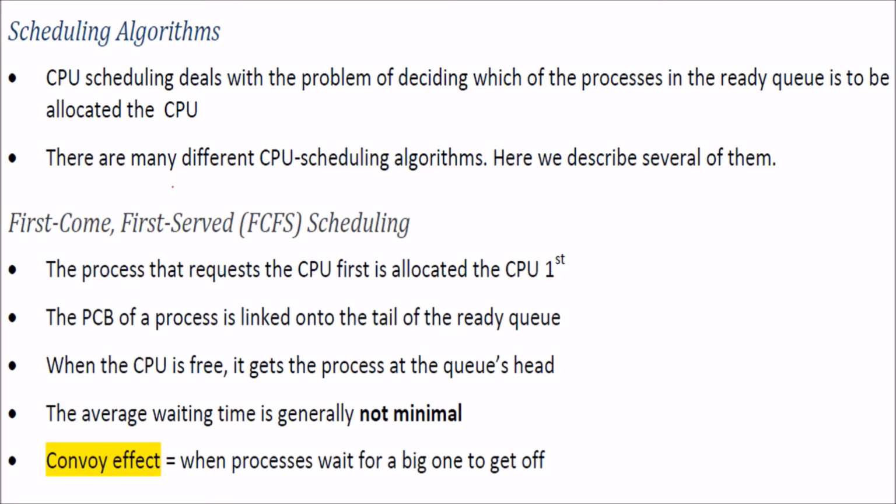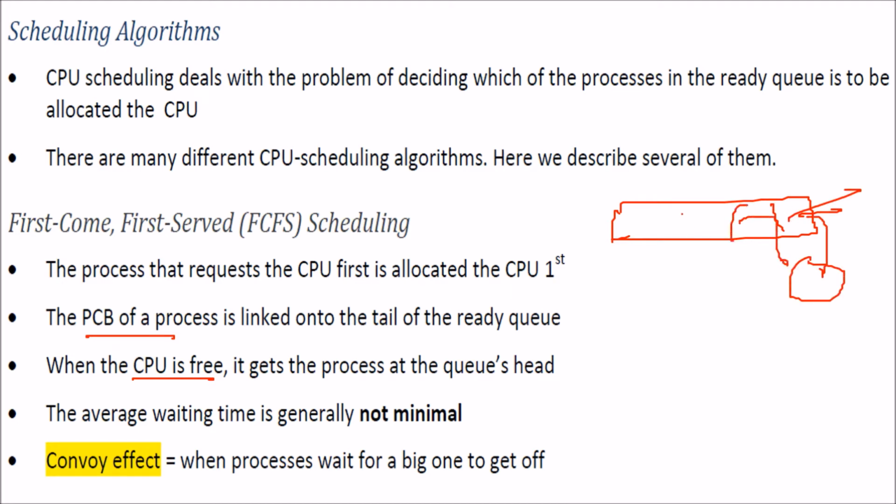There is no problem. The process which has come first will be allocated first, and the PCB of the process is linked onto the tail of the ready queue in first come first serve. So whenever the CPU is free, it gets the process at the queue's head. Here is the process, this is the head. Whenever CPU is free, it will get this. This is done, it will get this. So it will be sequential, and the average waiting time, as you see here, is not minimum, because there will be a convoy effect. See, just assume that this is the scenario.